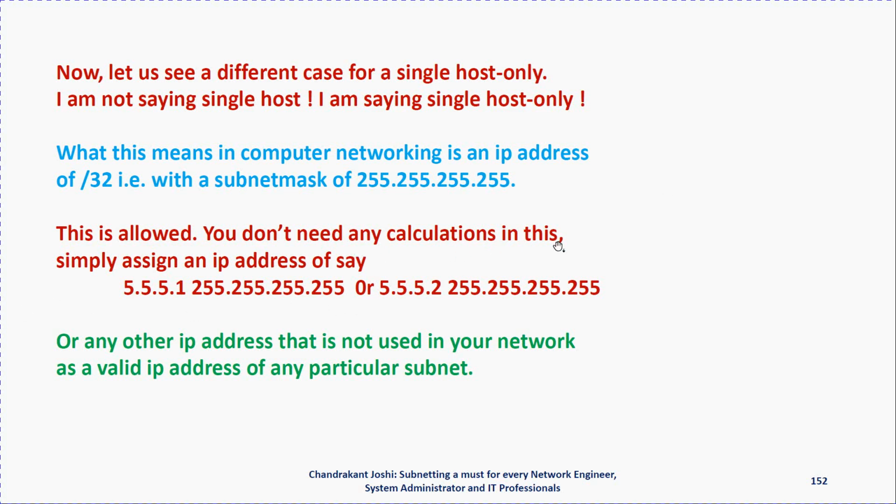You don't need any calculations in this. Simply assign an IP address of, say, 5.5.5.1 with subnet mask 255.255.255.255, or 5.5.5.2 and subnet mask all 255, or you can simply say any address, 6.6.6.6/32.